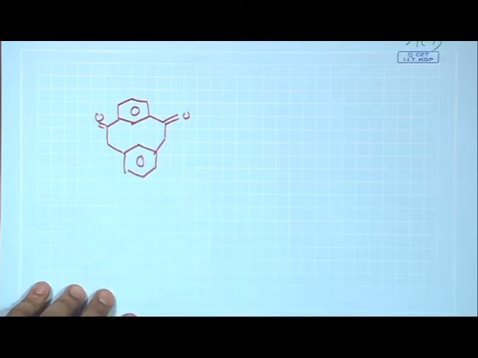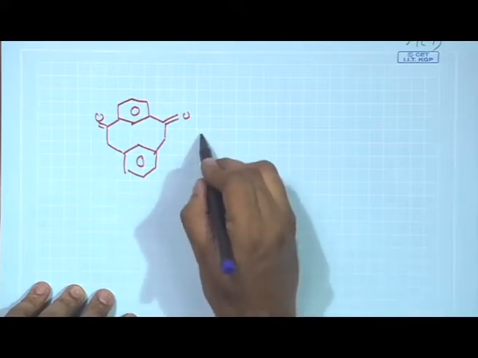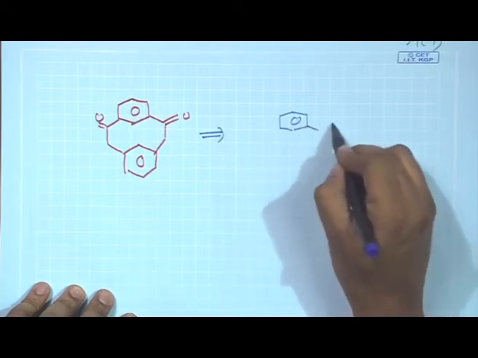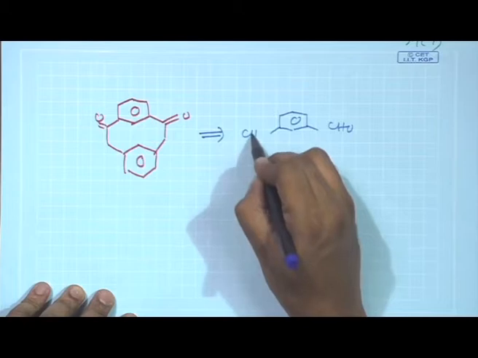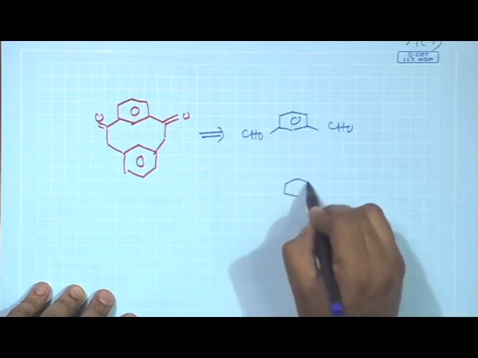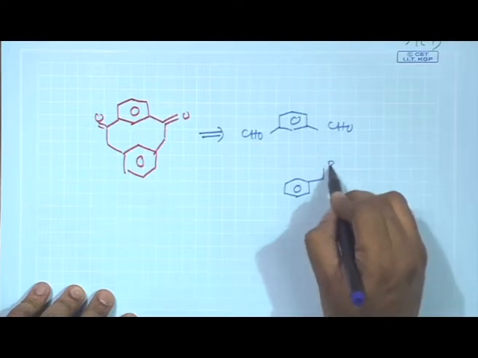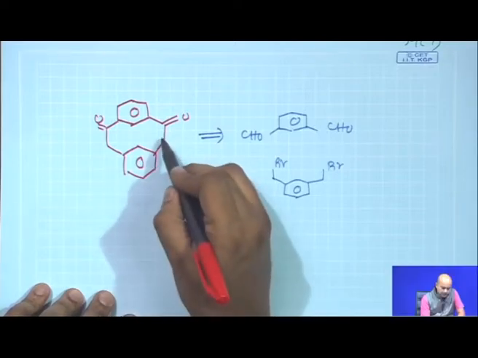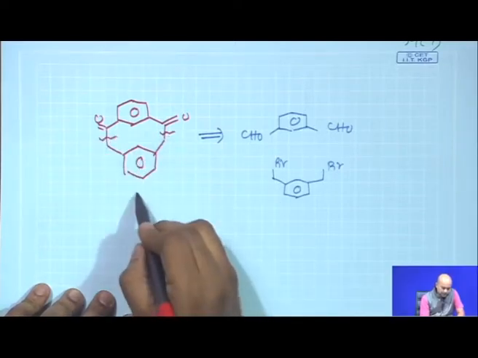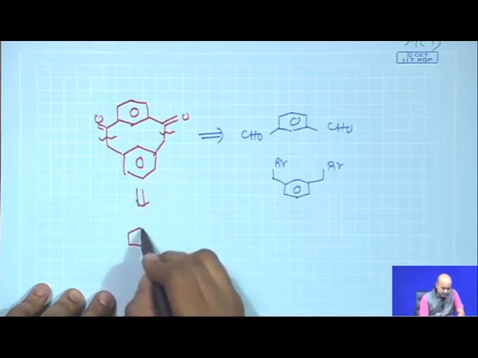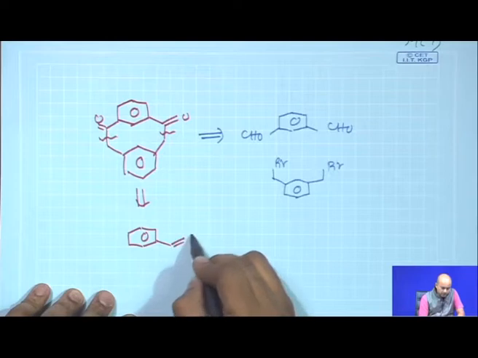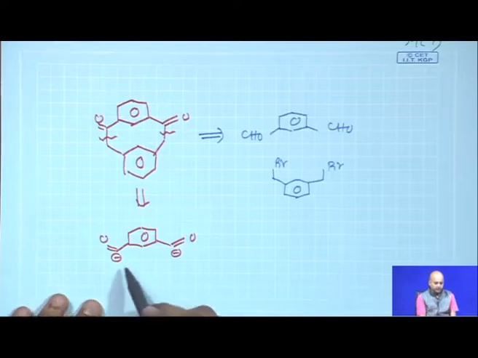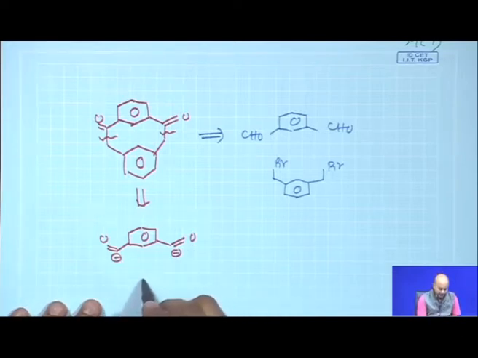So, how can you make this compound? If you see, this compound can be easily made if you have this particular dialdehyde and this as an electrophile. So, what you need to do is cut here and visualize it as a CO minus. Now, this CO minus will be reacting with this.